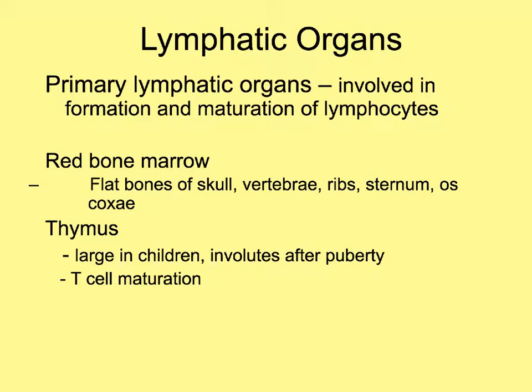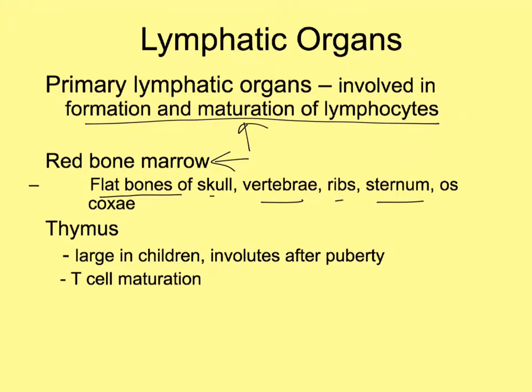Now the primary lymphatic organs are ones that are going to be involved in making and maturing the lymphocytes. So we have red bone marrow. Red bone marrow is found in the flat bones of the skull, the vertebrae, the ribs, the sternum, and in the os coccyx, so your hip bones. Now the thymus also has a role in the maturation, so it's going to help the T cells mature.